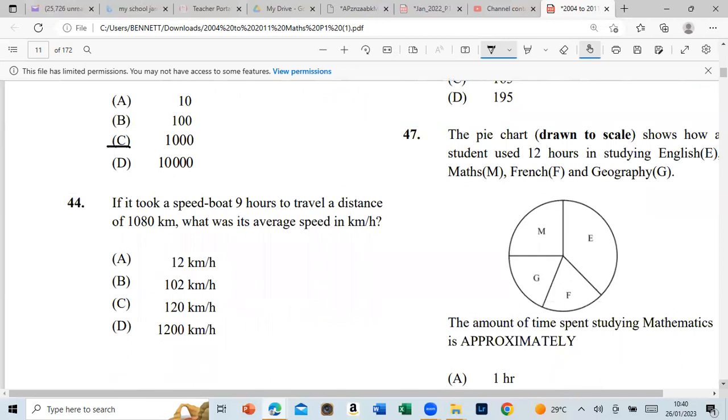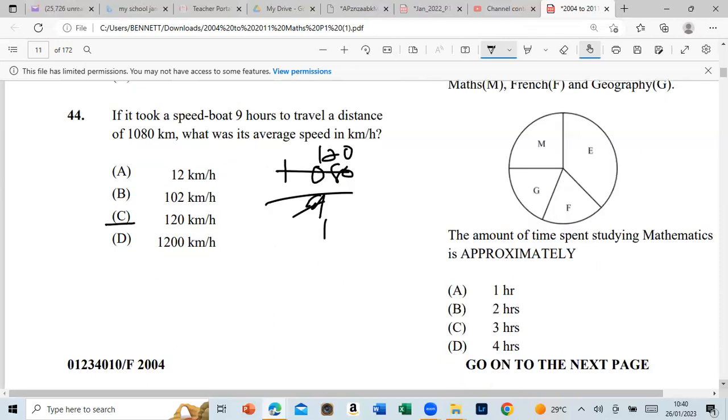If it took a speedboat 9 hours to travel a distance of 1,008, what is the average speed? This was done on the previous one. So it's 1,008 divided by 9. Alright, that's on the previous one, and it was 112. So you guys can work this out for yourselves. The explanation is there also.